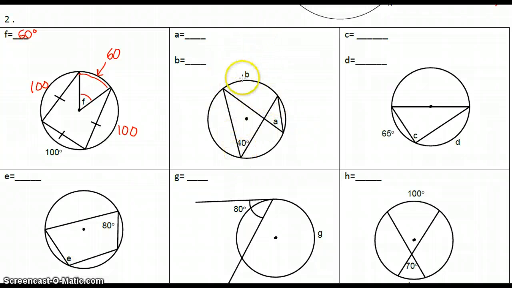40 is half of 80. It's half of that arc across. So let's label this as 80 so we have it. And I'm also supposed to find A.